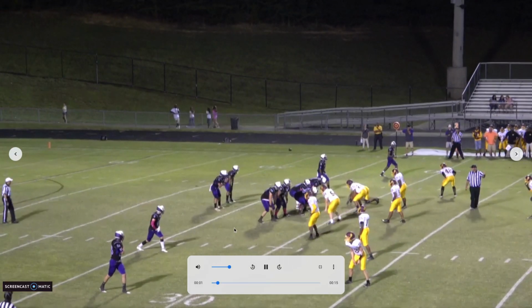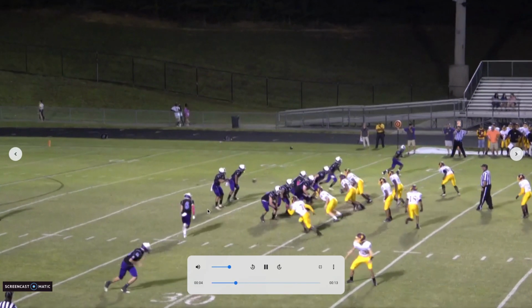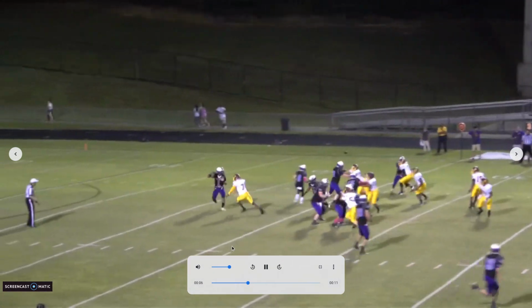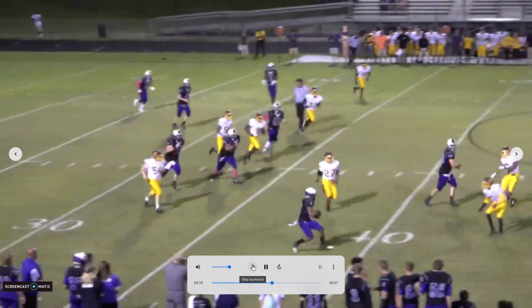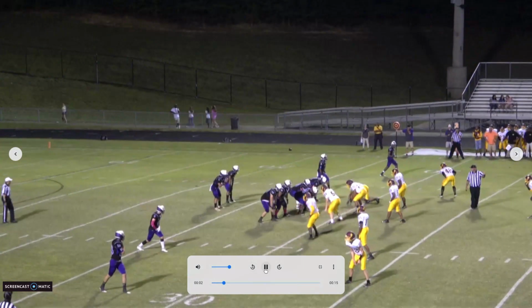One more time, let's look at it. Jet sweep, watch the quarterback fake the jet. Now, this was a called play. We did not have the quarterback reading the jet sweep.